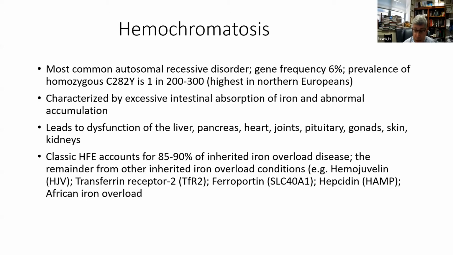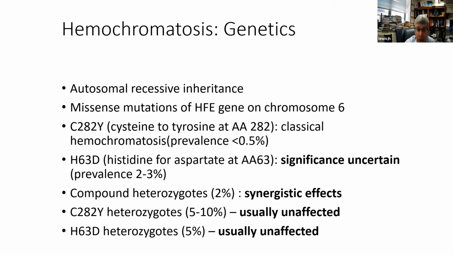And the classic genetic hemochromatosis is present in over 90%, but there are other forms of inherited iron overload, which I've listed here, which we can test for, not easily though. They're not routine tests, but not everything is the classic C282Y or the H63D gene mutations. These are the most common missense mutations on the HFE gene.